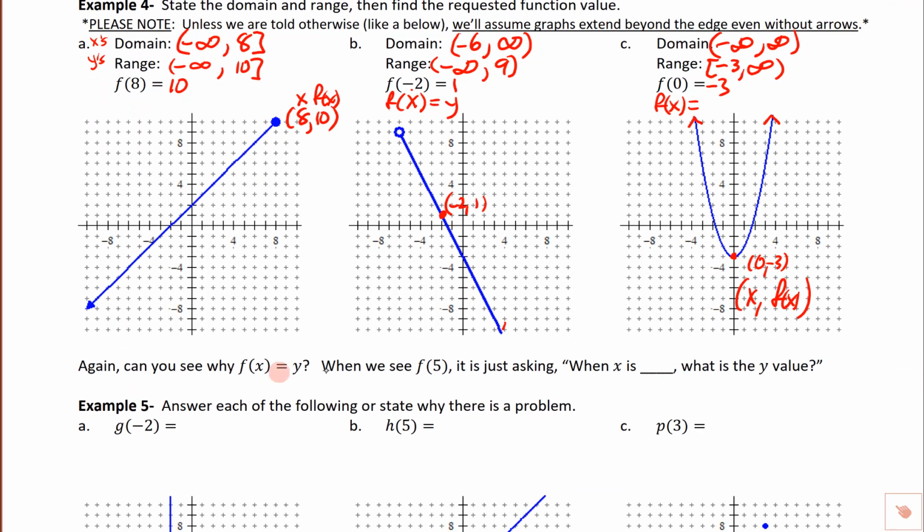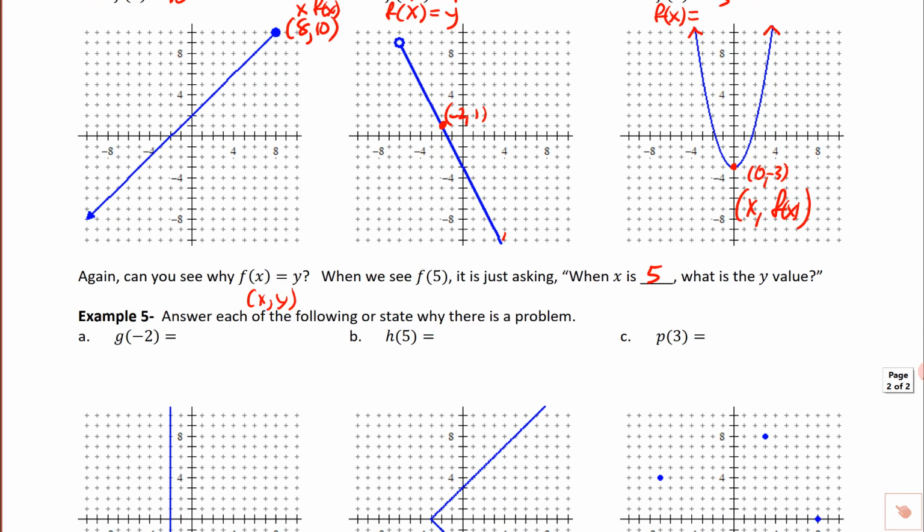And again, just to kind of emphasize, can you see why we say f of x is equal to y rather than y equals f of x? If you put it in this order, there's your ordered pair right there. Okay, there's your xy pair. And we see that f of 5 is just asking something like this. It's saying when x is equal to 5, what is the y value? That's what something like that would be asking.